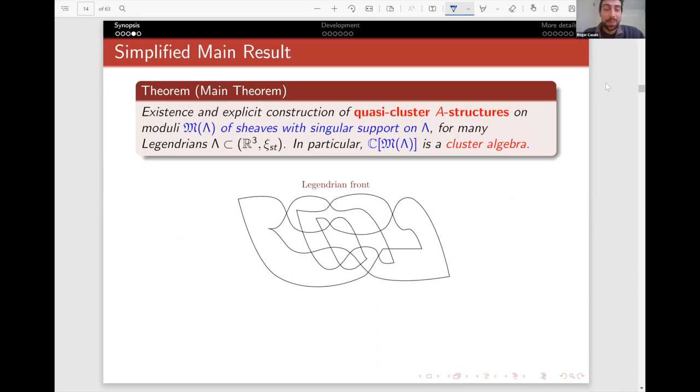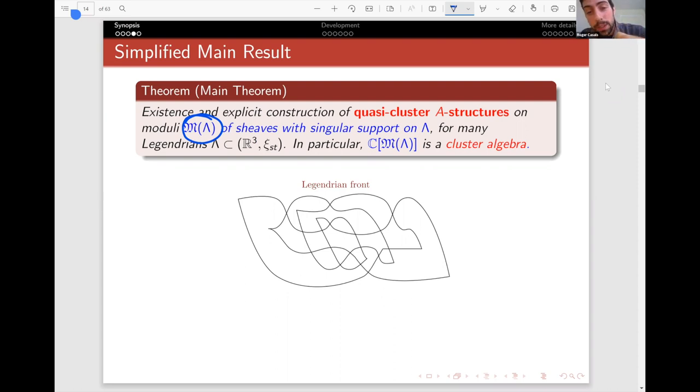Let me state the main theorem. We have this Legendrian, we have this category. We now extract this moduli space, and now I want to say something about it. Think of it as an algebraic variety in many cases. What can we say about it? The somewhat surprising thing is that it admits a cluster A structure. And not just that it exists, we can actually build it explicitly. And that's extremely useful as well.